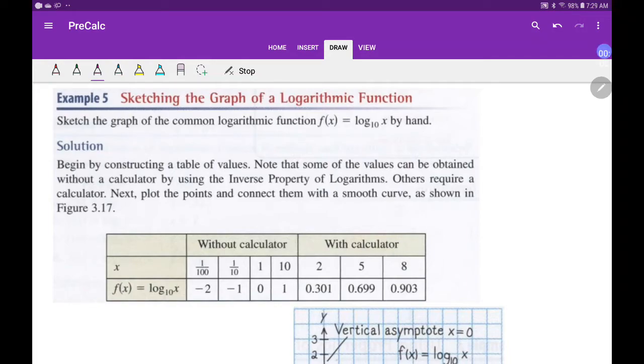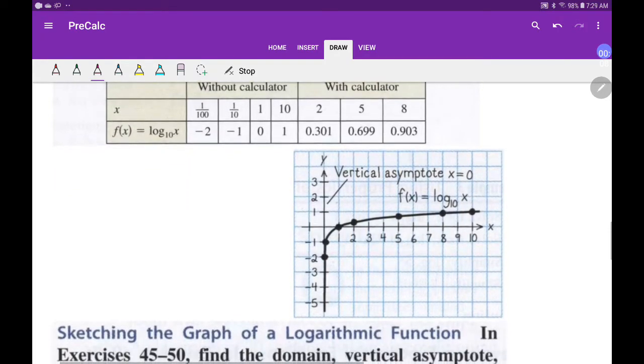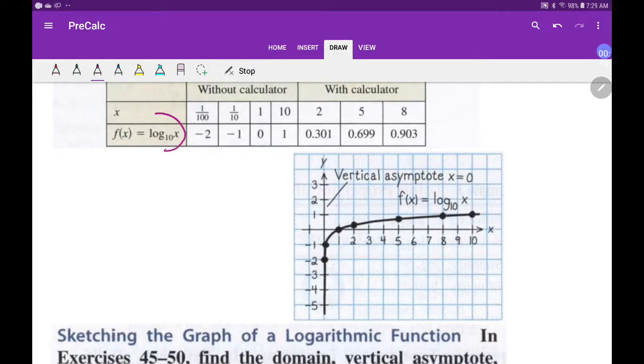So we're going to sketch the graph of a logarithmic function, and we have to think about how to do this without a calculator. So let's think about this. This tells us that we have a base 10, and we can pick desired results that make sense.